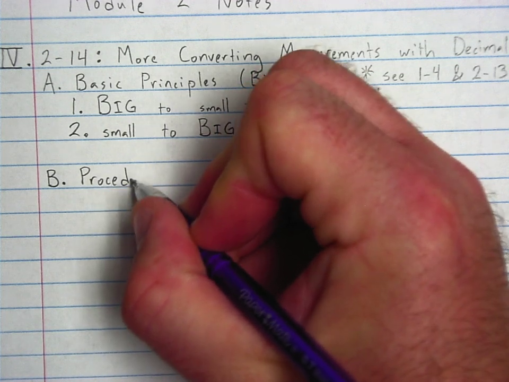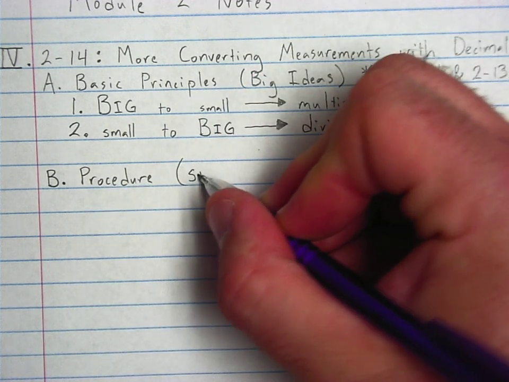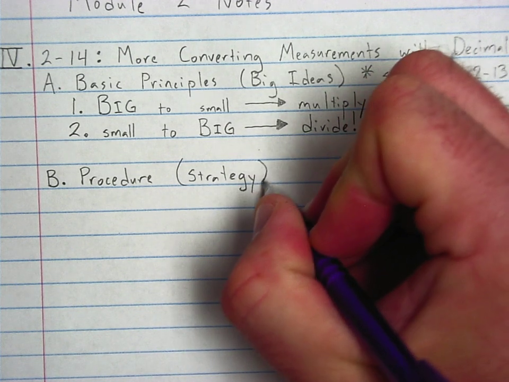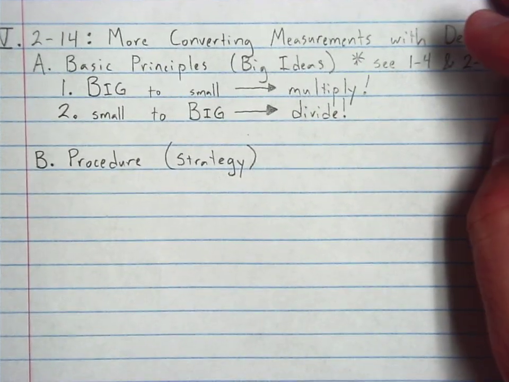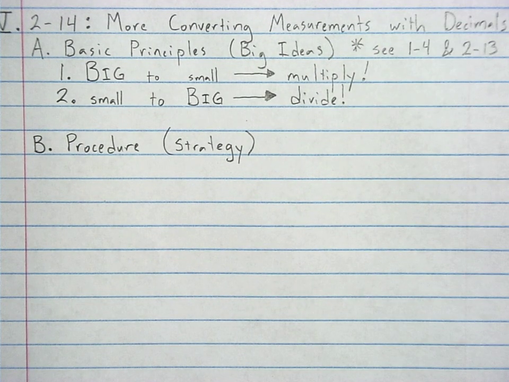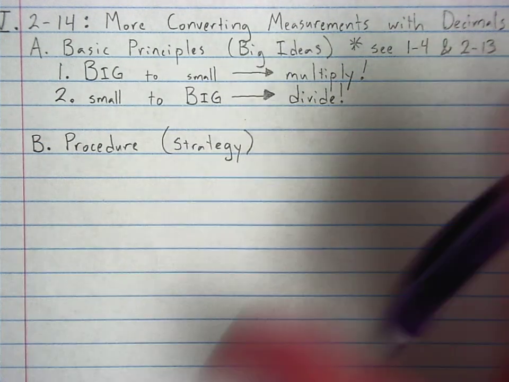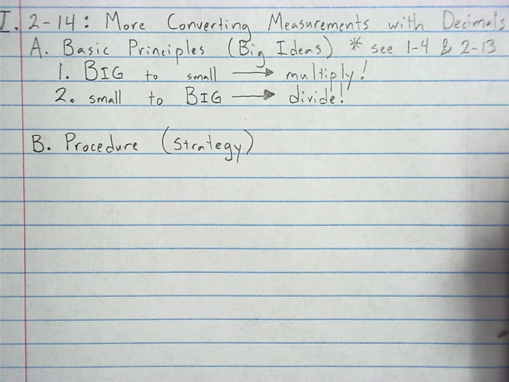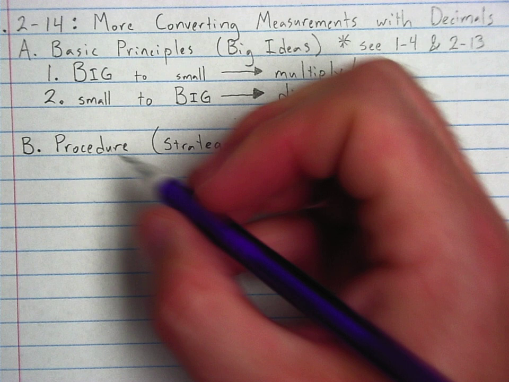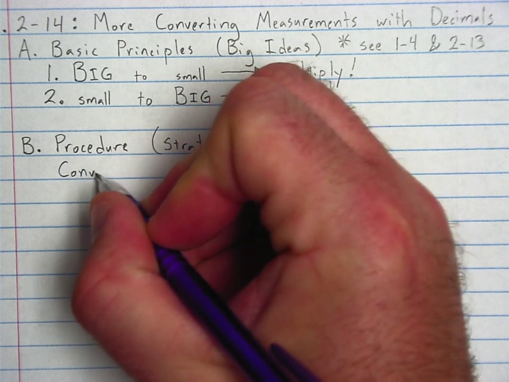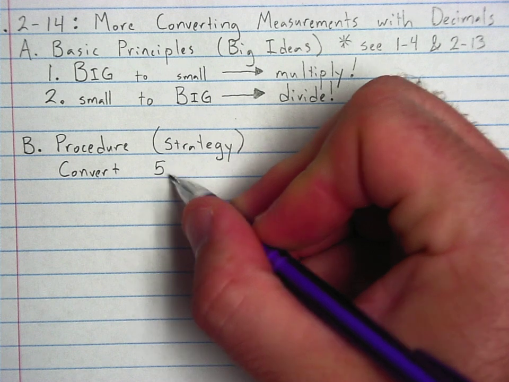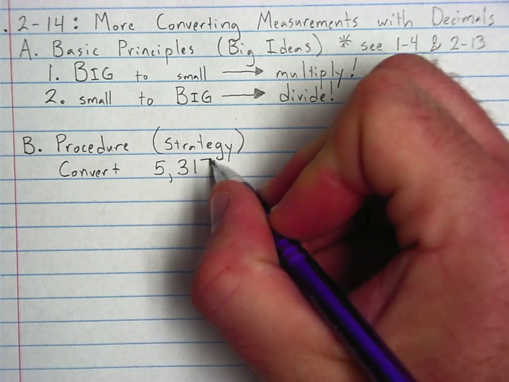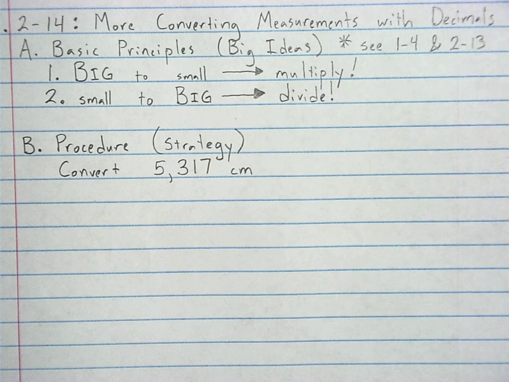Okay. So, for letter B, our procedure, strategy. Again, this is going to be very similar to the last lesson. The last lesson, I gave you an example. Jesse had 53.5 feet of wire. For this one, I'm going to simplify a little bit. I'm just going to write: convert 5,317 centimeters to meters.